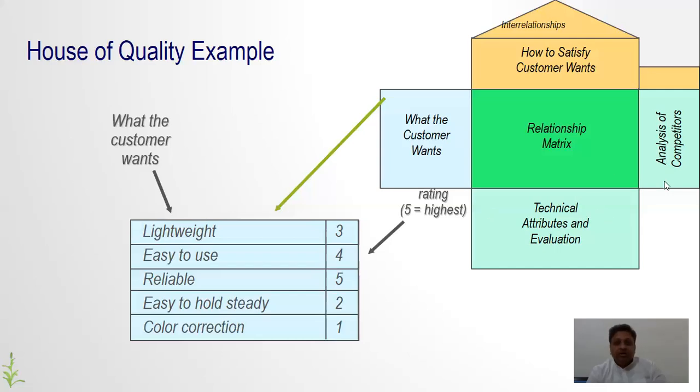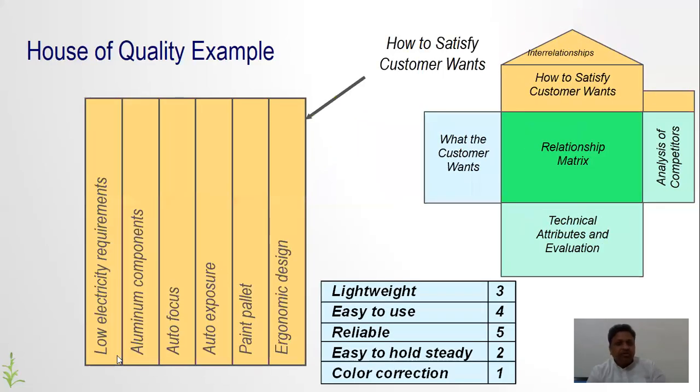Then how to satisfy customer wants, interrelationships, analysis of competitors, what the competitors have with the same specification. What are the technical attributes and evaluation? Then relationship matrix. So here the low electricity requirements, aluminum components, autofocus, paint pad, and ergonomic design. How to satisfy customer means these are the satisfactory points that need to be fulfilled.